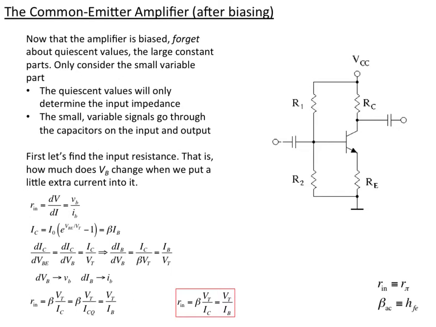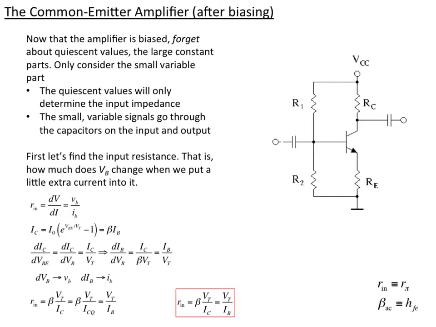Okay, so now we have a biased common emitter amplifier set up following the procedure that we just outlined, and we want to find now what's the gain for small signals. Since we only care about the small parts, we can get rid of the quiescent parts. We forget about them. They only set the scale of the gain, and they won't come into the analysis.